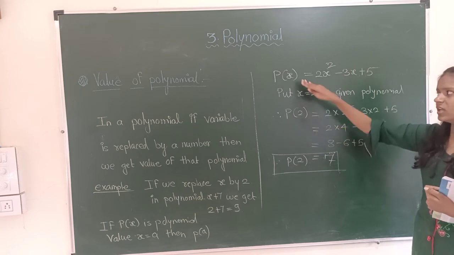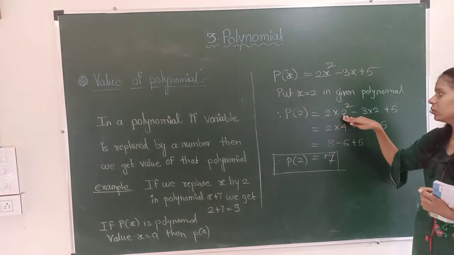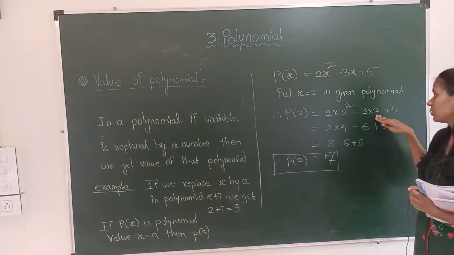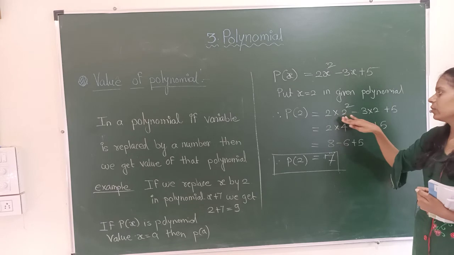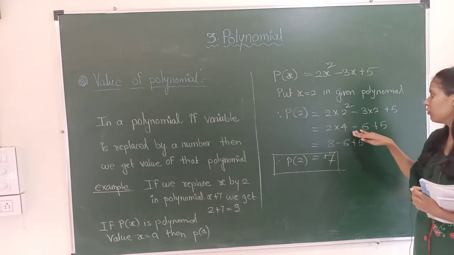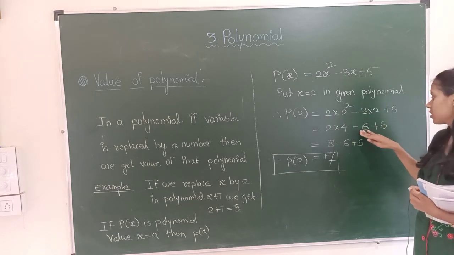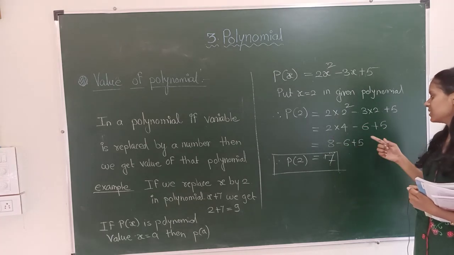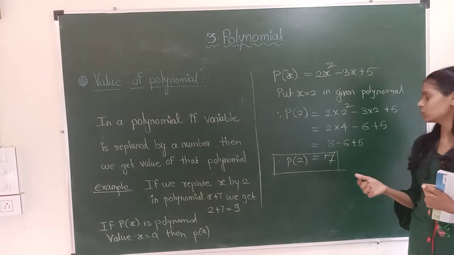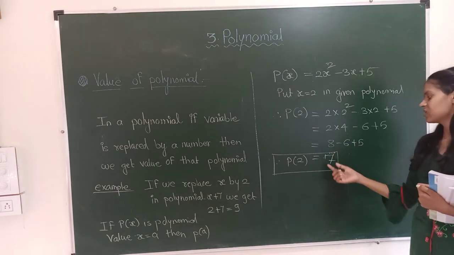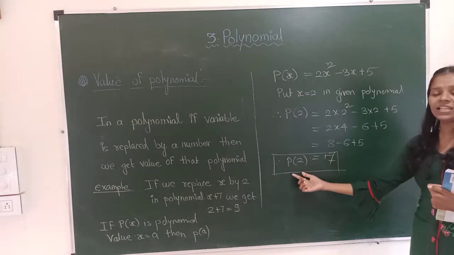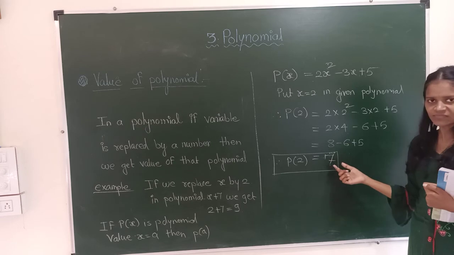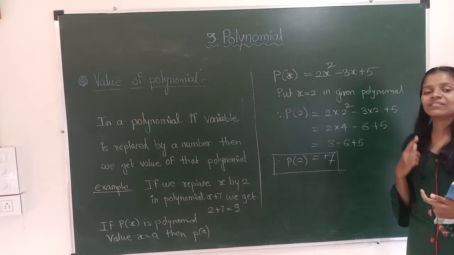Here they have given, we have to replace x by 2, so we replace it. P of 2, here P of x, P of 2, 2 into x square, so 2 into 2 raised to 2, minus 3x, so 3 into 2, plus 5. 2 into square of 2 is 4, so 2 into 4 minus 3 into 2 is 6, so minus 6 and here plus 5. 2 into 4 is 8, minus 6 as it is and plus 5. 8 minus 6 is 2, 2 plus 5 is 7, so answer is 7. So the value of polynomial P of 2 is 7. This is how you can find the values.